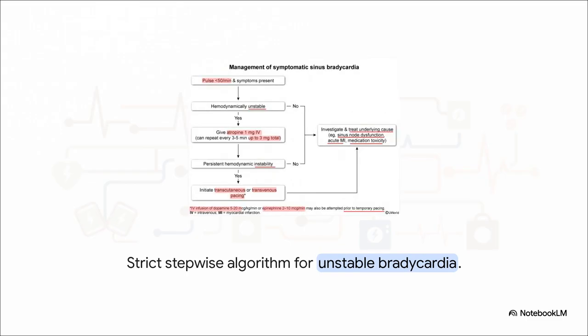Now moving through the strict stepwise algorithm for unstable bradycardia. If symptoms are present and the patient is hemodynamically unstable, your absolute first-line treatment is IV atropine. That's given as 1 milligram, repeated every 3 to 5 minutes up to a max of 3 milligrams. And keep in mind, do not give fluids first to these symptomatic patients. If atropine doesn't do the trick and hemodynamic instability persists, you need to immediately initiate transcutaneous or transvenous pacing. Alternatively, you can start a dopamine or epinephrine infusion while you're prepping for that definitive temporary pacing.